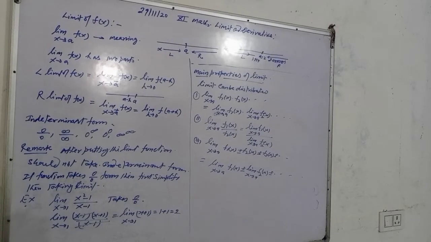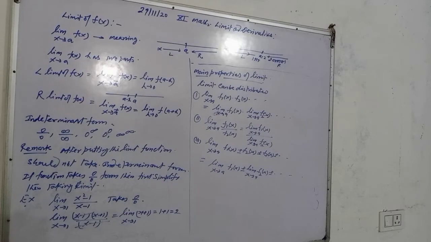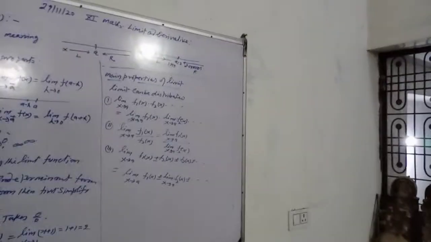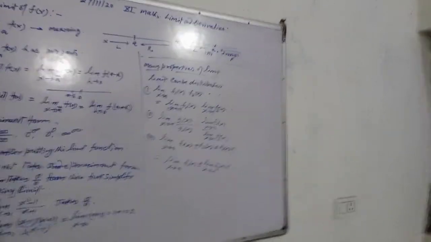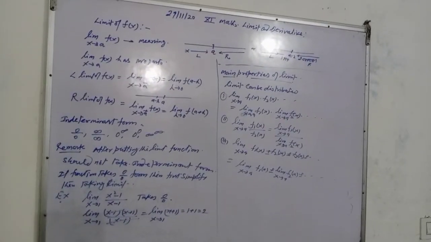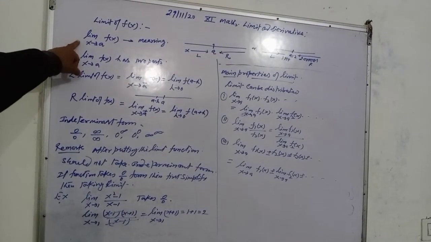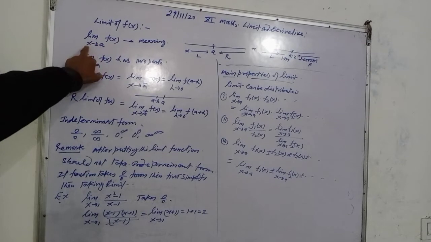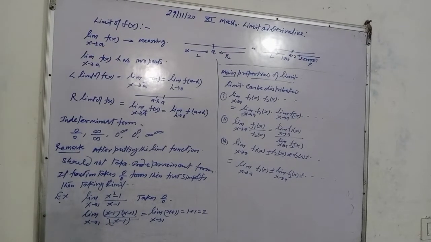11th math students, today we will discuss a new chapter: limit and derivative. First we have to know the meaning of limit. Limit x tends to a of f(x). This is read as, look here, limit x tends to a of f(x).